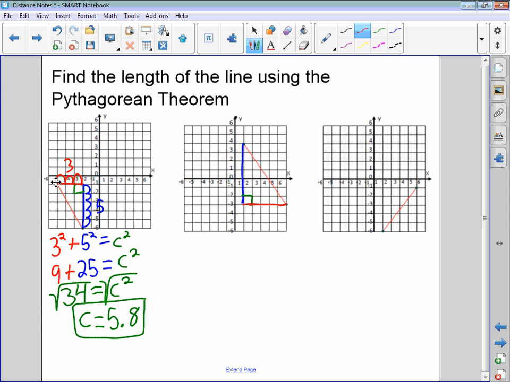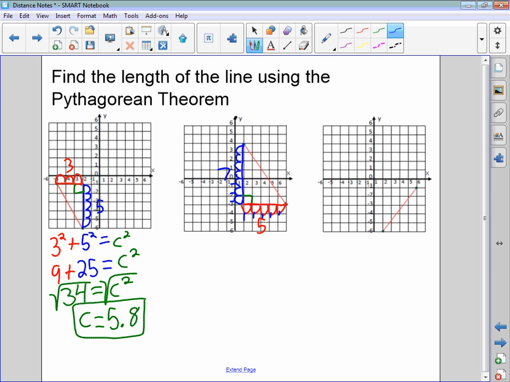And now I count my horizontal line. 1, 2, 3, 4, 5. And the vertical. 1, 2, 3, 4, 5, 6, 7. Now it's very nice to actually use those little bumps, because if I'm getting confused and I'm not counting correctly, I can always look at the bumps and tell how many bumps I have. 1, 2, 3, 4, 5. 5 bumps, 5 squares. Same thing with the other side.